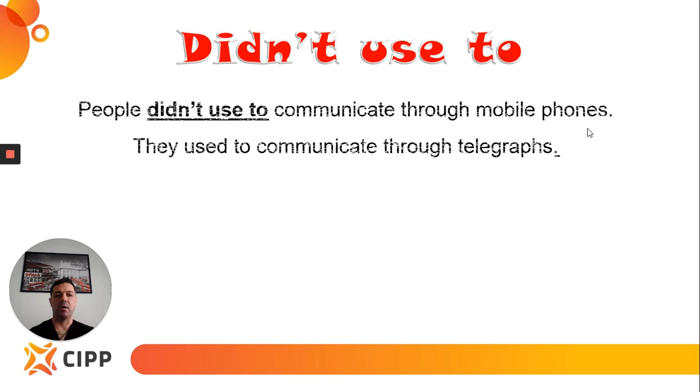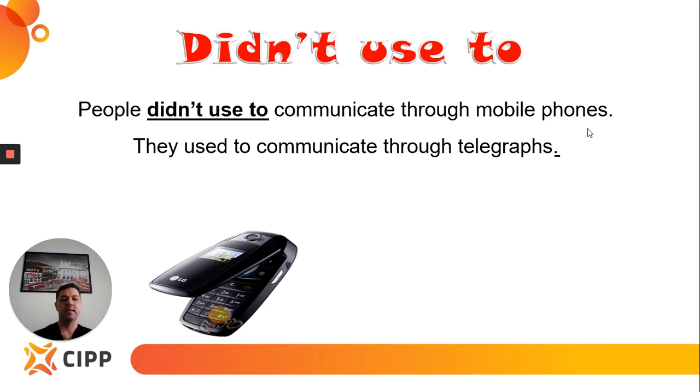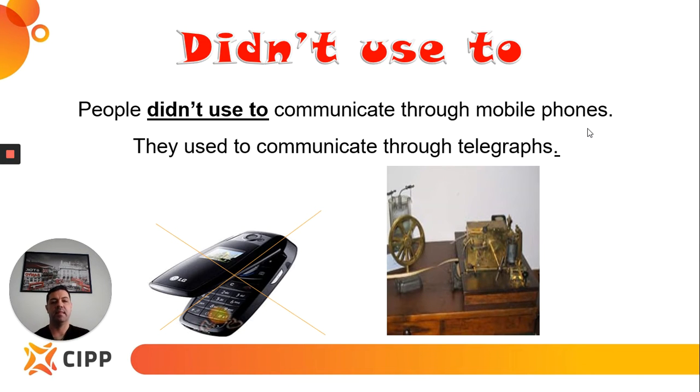One more example about "used to" in the negative. People didn't used to communicate through mobile phones. They used to communicate through telegraphs. So you're comparing the past, telegraphs, with the present, that is the mobile phone. So always comparing past habits with present habits.